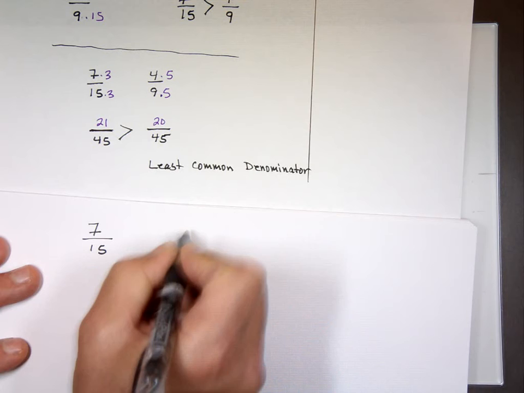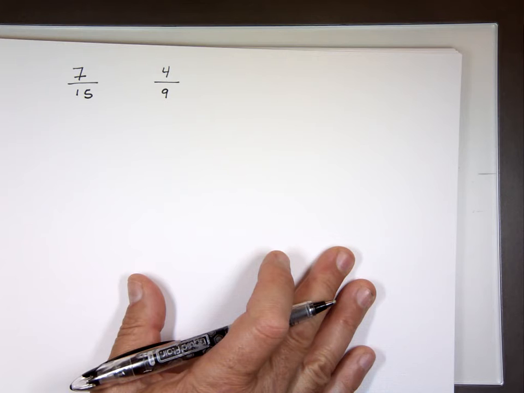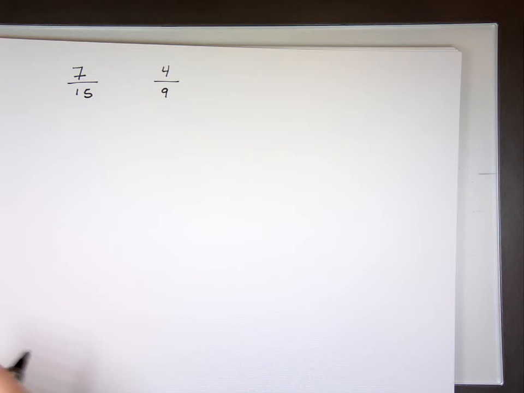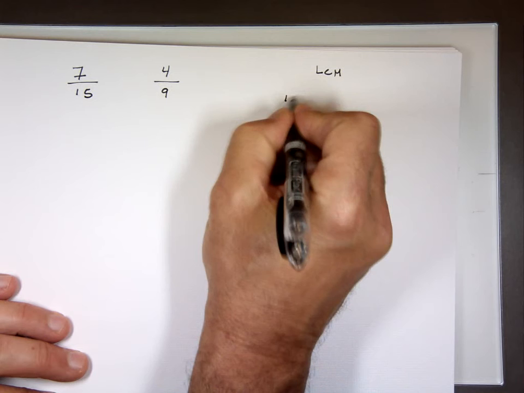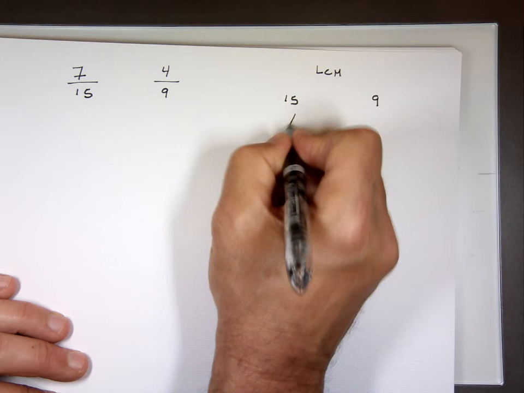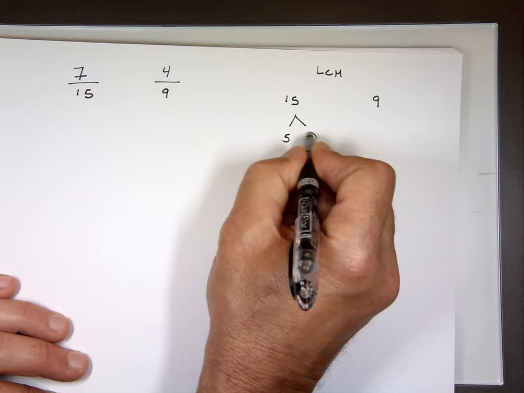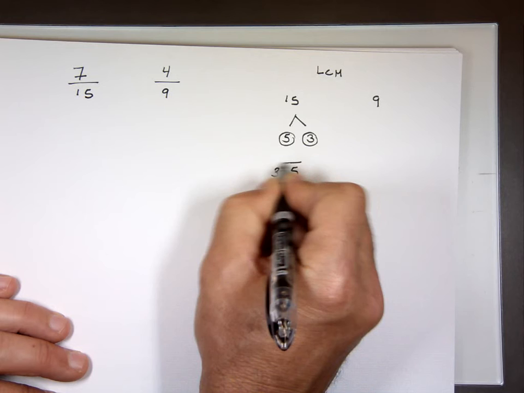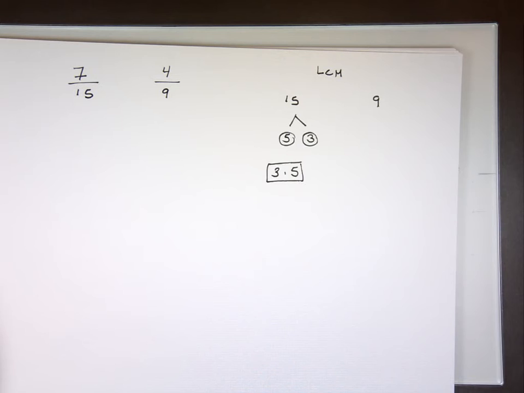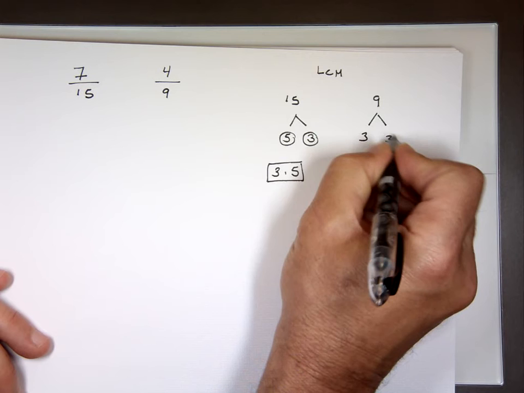Same problem. That 45, you're wondering where that 45 came from. How did I think of that number? I'm going to do the least common multiple, which is from last video, of 15 and 9. 15 is what? 5 times 3. Are these prime numbers? Yes. So 15 is 5 and 3. The 9. The 9 is what? 3 times 3. That's 2 of them.